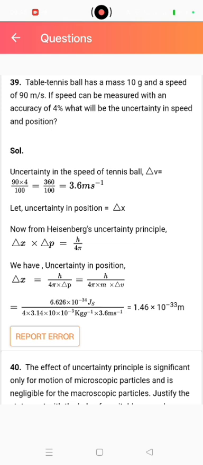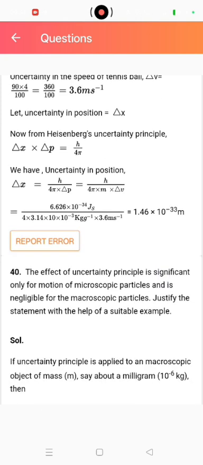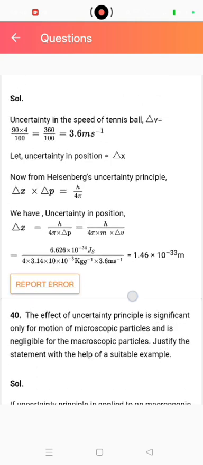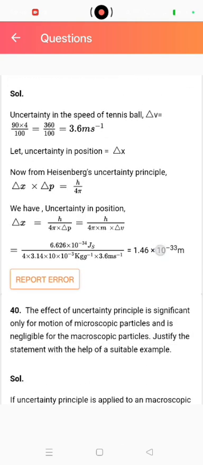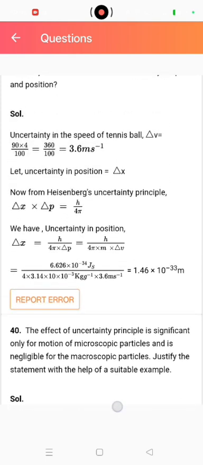6.626 into 10 to minus 34 divided by 4 into pi, 3.14, into 10 gram. So 10 into 10 to minus 3. Okay, 10 to minus 3. Then into 3.6 meter per second. That is the delta v we calculated, and finally we will get 1.46 into 10 to minus 33 m. Okay, clear? That is the position. I hope this is clear to you.